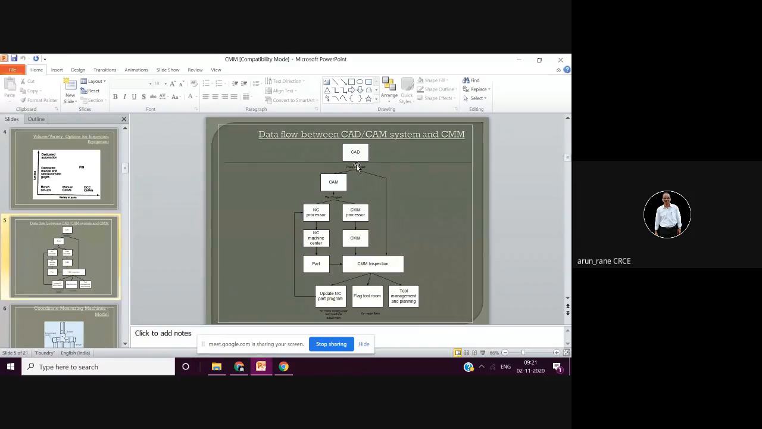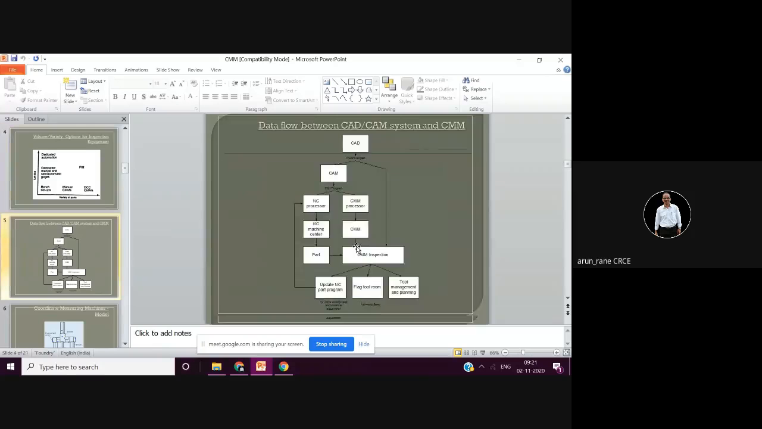Then any update can directly go to the CMM. And then CMM can be used in the tool room, in tool management and planning, then updations, etc. This tree diagram is not that important. But the earlier graph, this graph was important.